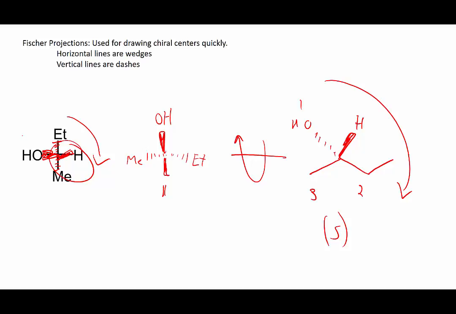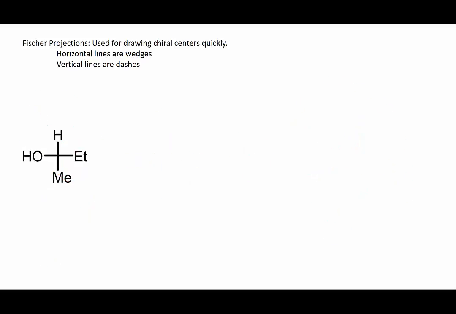So let's assign the priorities, 1, 2, 3. These are going clockwise, which would be R, but again, the hydrogen's going the wrong way, so we can quickly assign this as S. Take a look at this example, where the hydrogen is now on a vertical line.